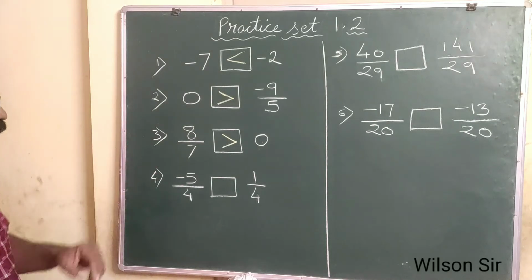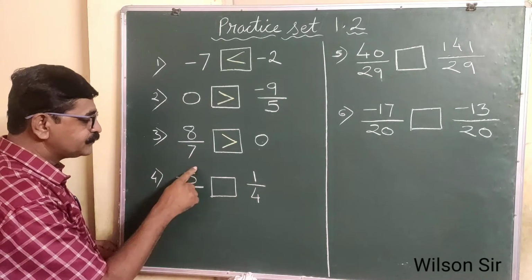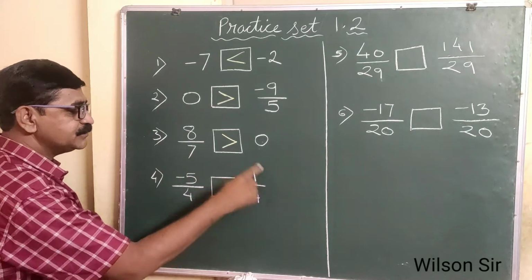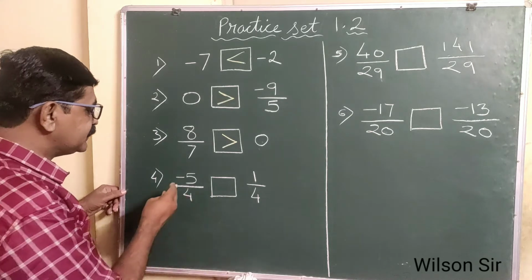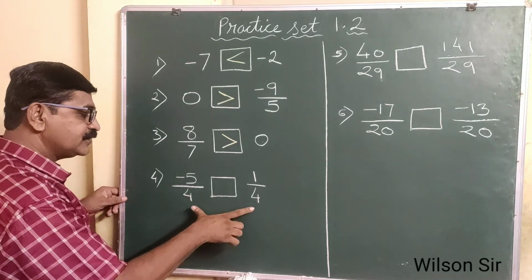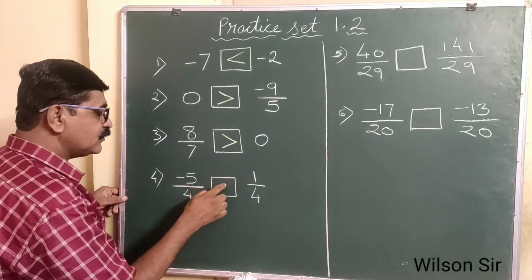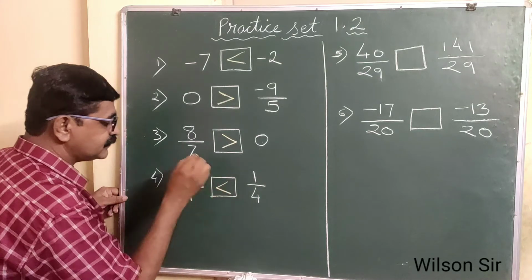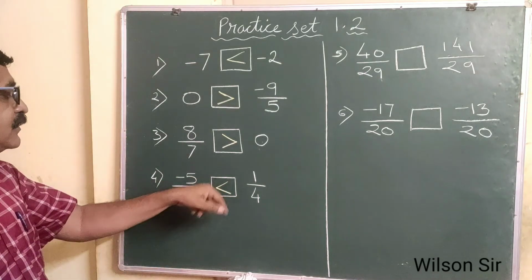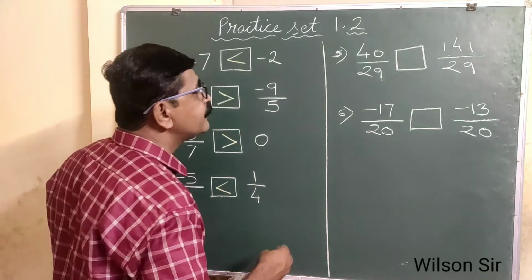Then again, fourth problem, this is a negative number and this is a positive number. So always positive numbers are greater than the negative numbers. As the denominators are 4, compare numerators -5 and 1. So 1 is always greater than -5. So -5 upon 4 is less than 1 upon 4. Then the fifth problem we will see.